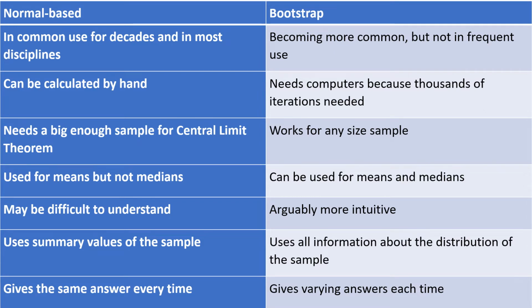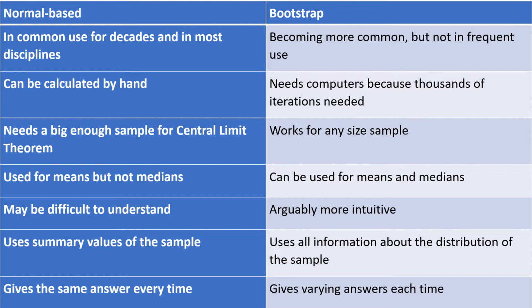Okay, people, this table shows the difference between normal-based inference and bootstrapping inference. Normal-based has been in common use for decades already and in most disciplines. It can be calculated by hand, and it needs a big enough sample for the central limit theorem. People, it's used for means, but not medians. It may be difficult to understand. It uses summary values of the sample, and it gives the same answer every time.